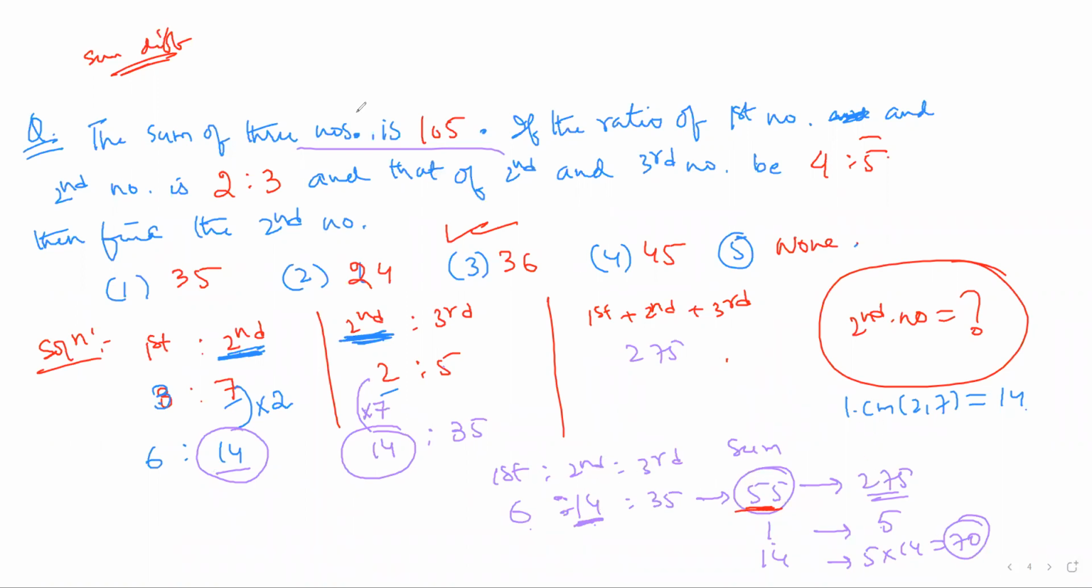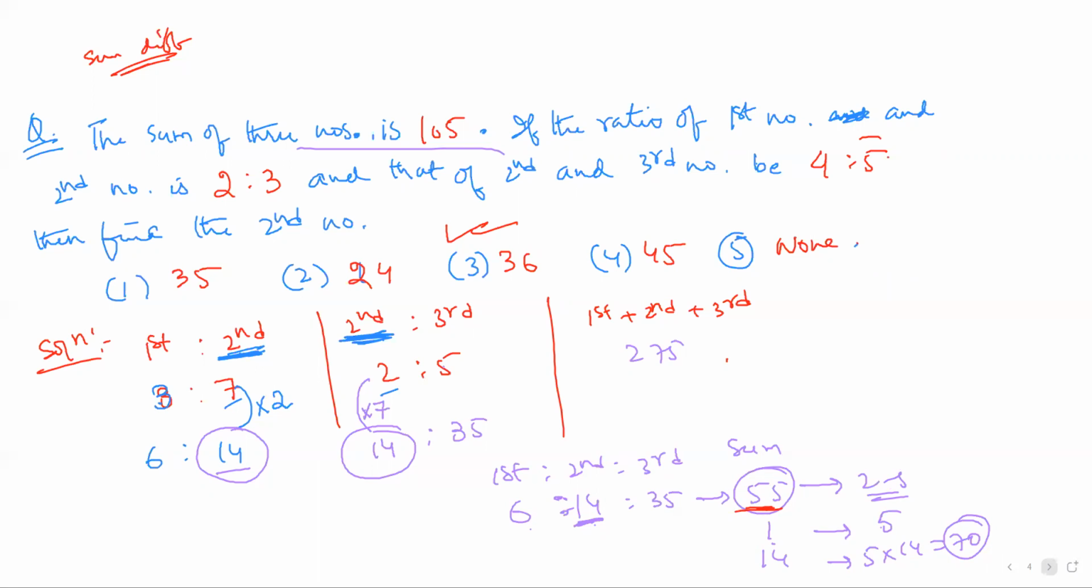Okay, 275 divided by 55. Unitary method. Then 1 is 5, done. Is that okay?